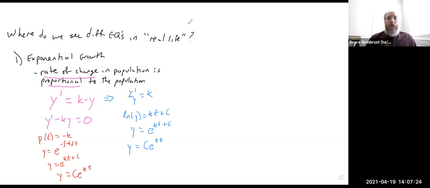All right, so this has so many uses, I can't even tell you all of them. Population modeling, money, but anytime you've got a situation where your rate of change is proportional to the population, you get exponential growth. Now, a complement to this one is exponential decay.